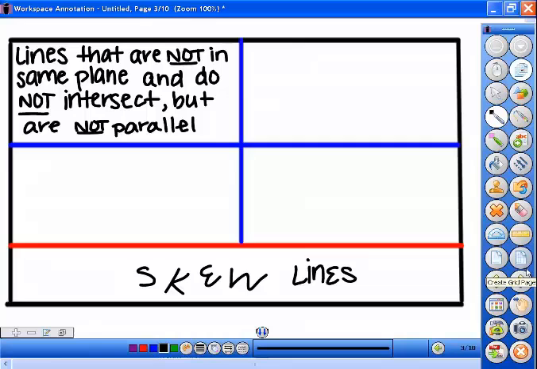Alright, the next one is skew lines. Skew lines are lines that are not in the same plane. Parallel and perpendicular were in the same plane. Skew is not. They do not intersect, but they are also not parallel. Okay, they're not intersecting because they're on different planes.